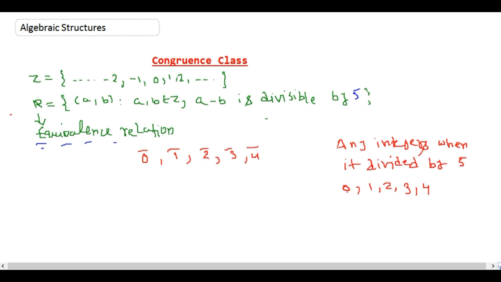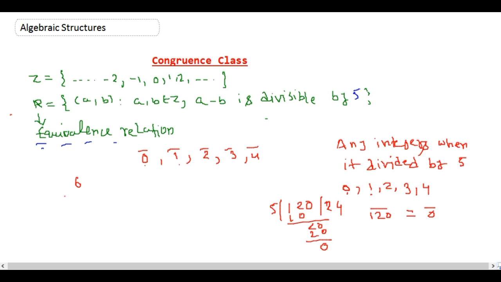Similarly, for the remainder 0 we get the equivalence class 0 bar. For the remainder 1, we get the equivalence class 1 bar. For the remainder 2, we get the equivalence class 2 bar. If I divide 250 by 5, what do we get? We get 50, and the remainder is 0. So 250 bar will be the same as 0 bar. So for any integer, we take the remainder, and from the remainder we get the equivalence class.